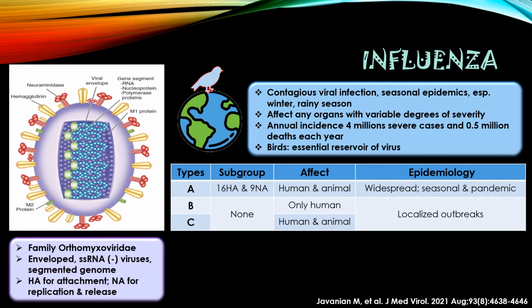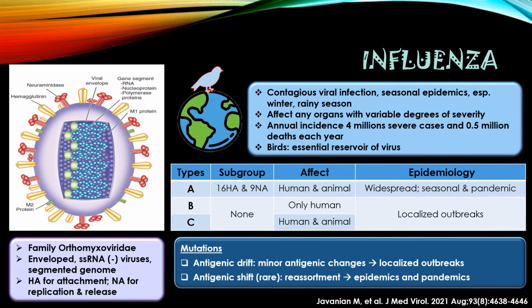This is a virus in the family Orthomyxoviridae. It's an enveloped virus that can be killed by alcohol outside the cell, and it uses hemagglutinin for attachment and neuraminidase for release from the affected cell. If there is a small mutation, it's called genetic drift, a minor antigenic change that can just be localized in some areas or countries.